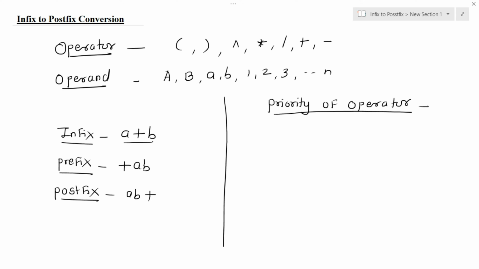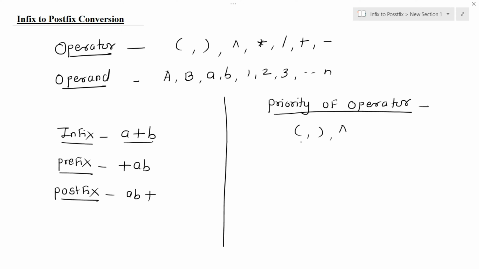Okay, now let's see what is meant by priority of operator. Which operator has the highest priority and which operator has the lowest priority. The priority of operators is useful when we are going to do the conversion. The highest priority operators are left parenthesis, right parenthesis and the exponential operator. These three operators have the highest priority.